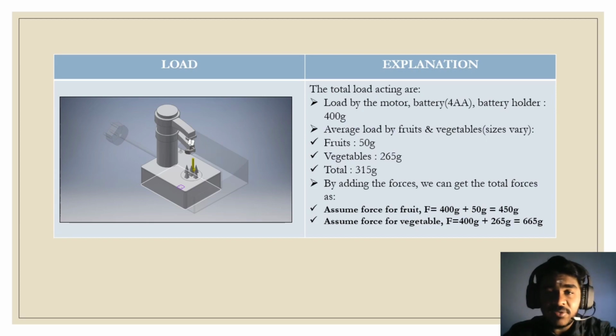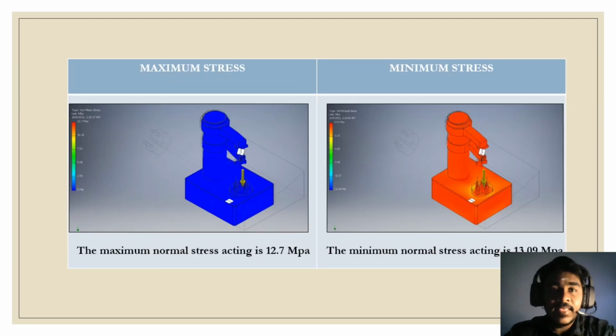So by adding the forces, we can get the total forces. The assumed force for fruit is 400 grams plus 50 grams, which is 450 grams, and the assumed force for vegetables is 400 plus 265, so it goes up to 665 grams. Next, we are going to talk about the maximum stress and the minimum stress.